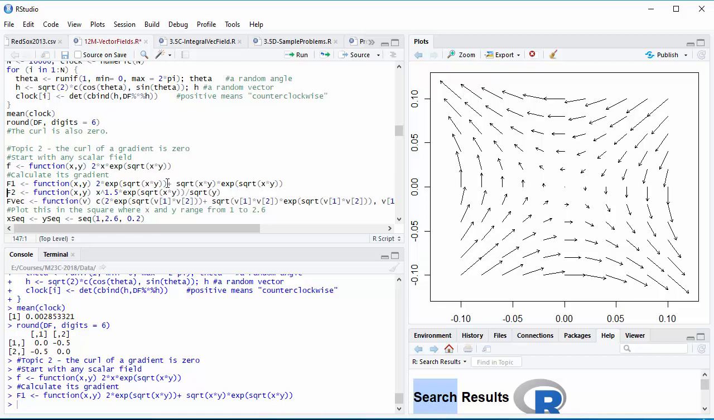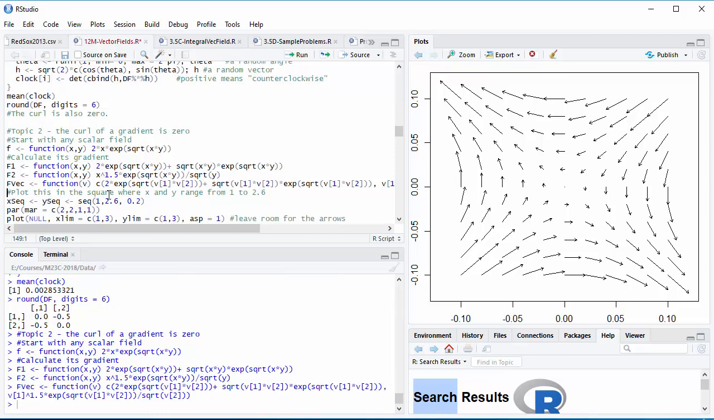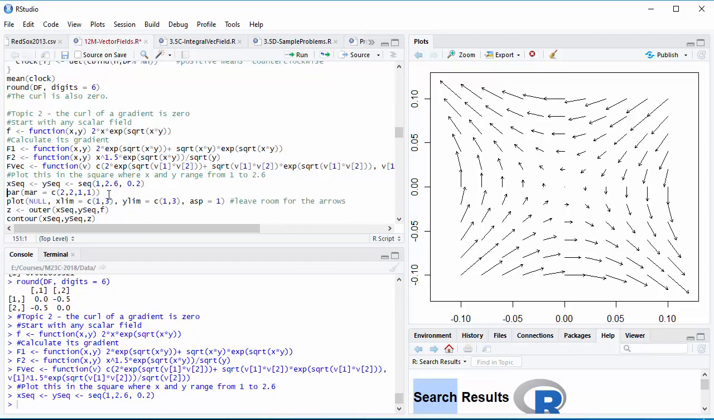Since R can't do computer algebra, I've computed by hand the partial derivative with respect to the first argument x and the partial derivative with respect to the second argument y. I've defined functions f1 and f2 for those 2 partial derivatives, but I've also defined a vector version of this function. This just produces a vector whose 2 components are partial with respect to x and partial with respect to y. Okay, this is a vector field that I can plot.